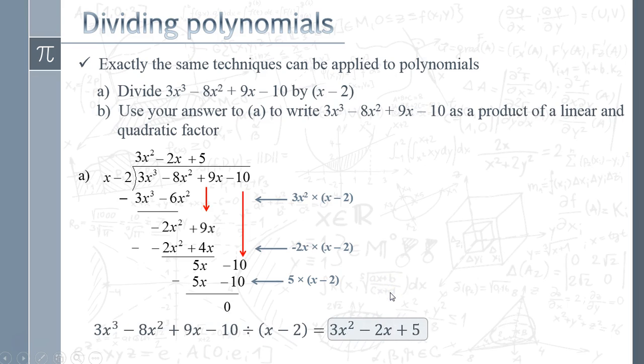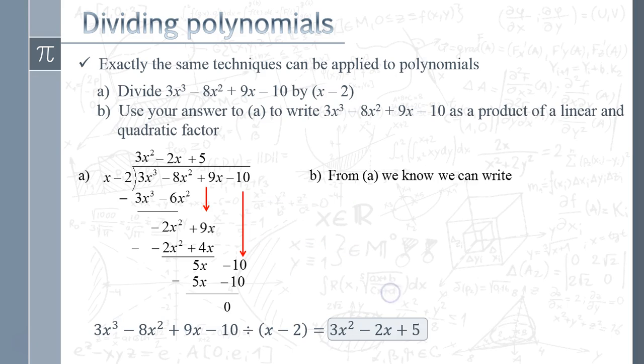But there we go. When we do that division, there is our answer. So 3x cubed minus 8x squared plus 9x minus 10, divided by x minus 2, you end up with 3x squared minus 2x plus 5. Okay, so hopefully you can recognize that the principles that we've used are identical to what we saw on the previous slide.